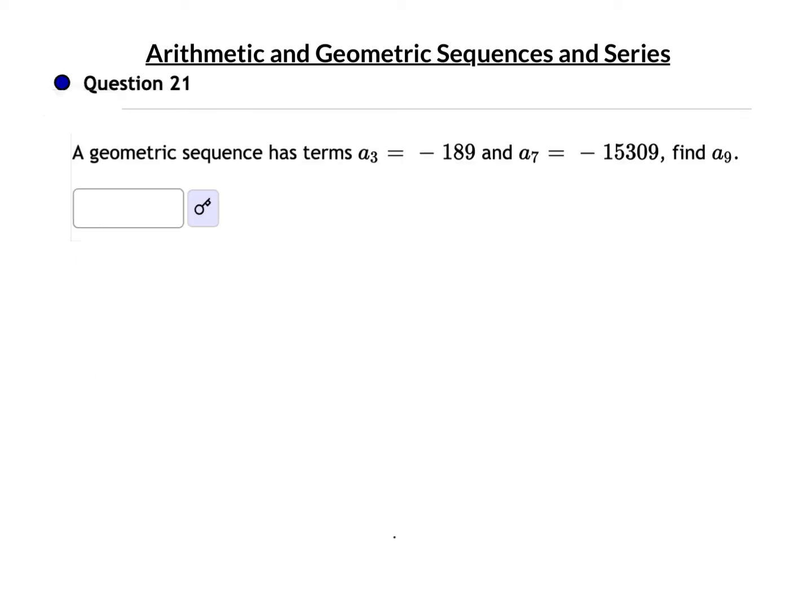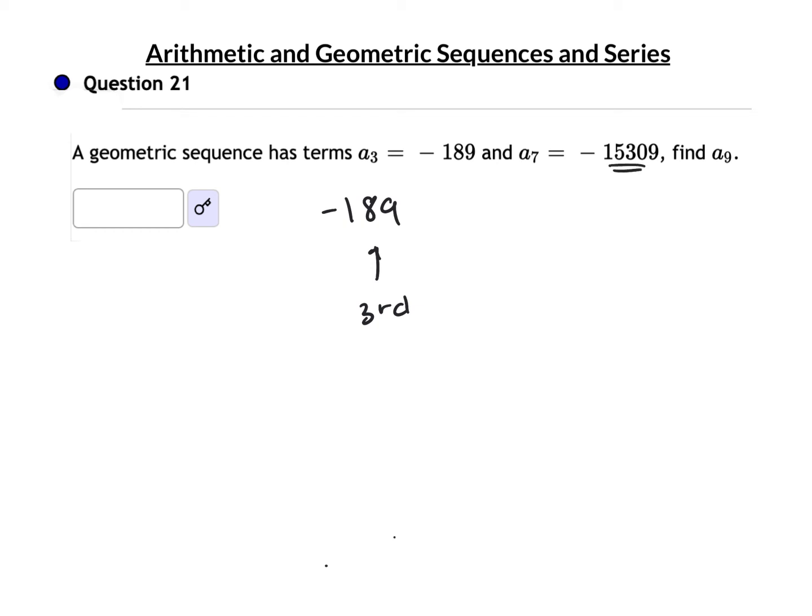Question 21. We have a geometric sequence, a list of numbers. They've given us the third one and the seventh one. We want to find the ninth one. If we begin with the third one, negative 189, this is the third, we know that we multiply over and over and over to get to the seventh term.